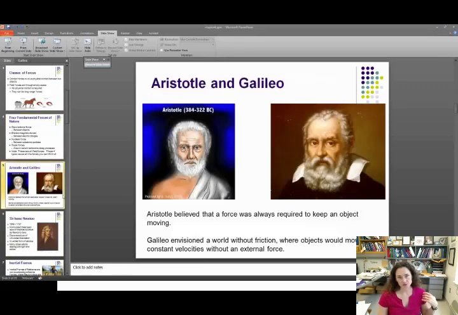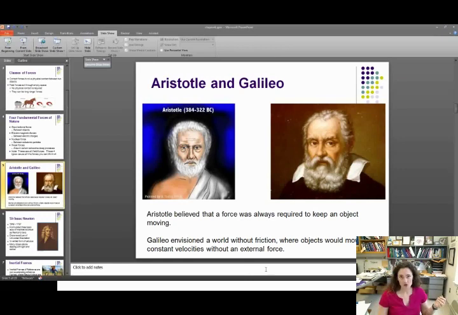Now, a long time ago, before the Common Era, Aristotle believed that a force was always required to keep an object moving. That's based on our everyday common sense. If you give something a push, it'll eventually stop moving. It'll go for a little bit and you'll accelerate while you're pushing it, but as soon as you stop pushing it, it'll eventually come to a stop. So that's why Aristotle believed that.